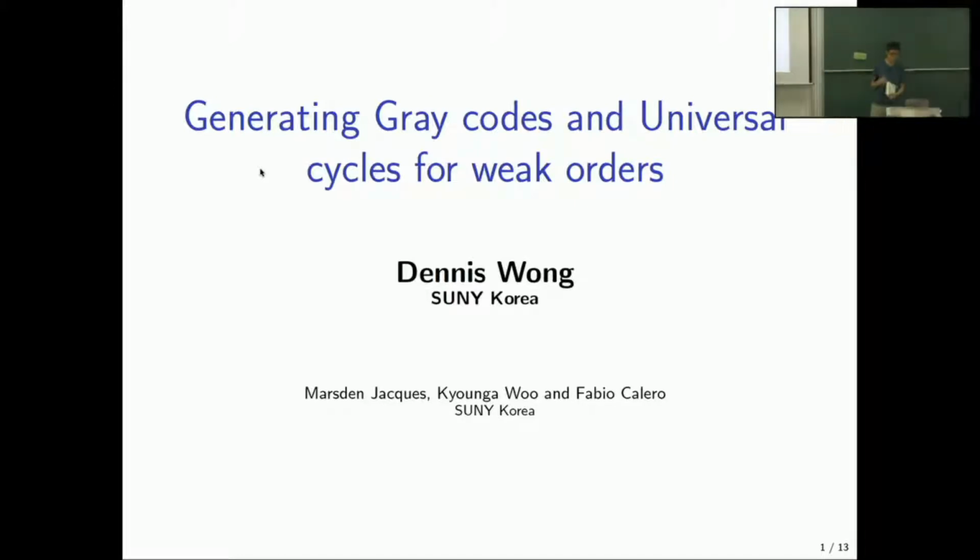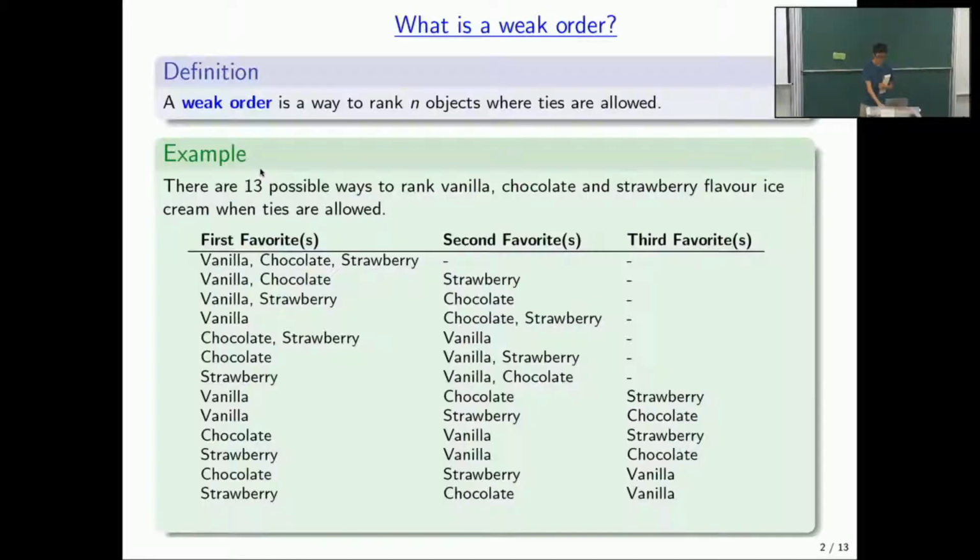So for today I'll first introduce what a weak order is, and then I'll talk about what a Gray code is and what a universal cycle is, and then we'll talk about some strategies on how we can generate these Gray codes and universal cycles. So first, let's go over what a weak order is.